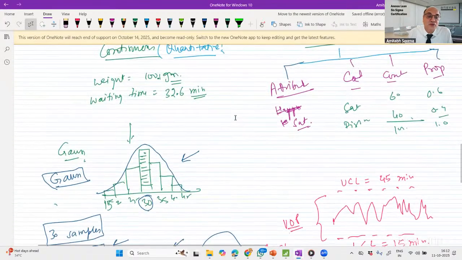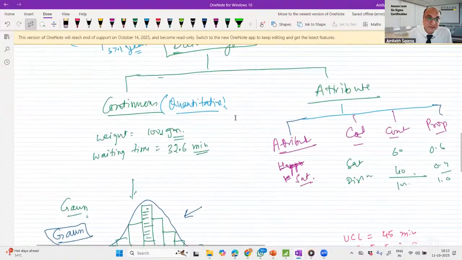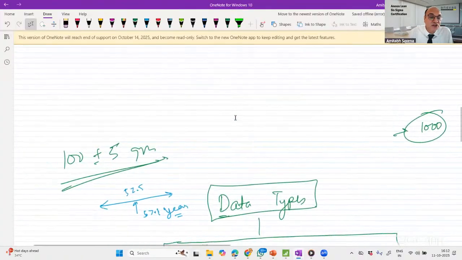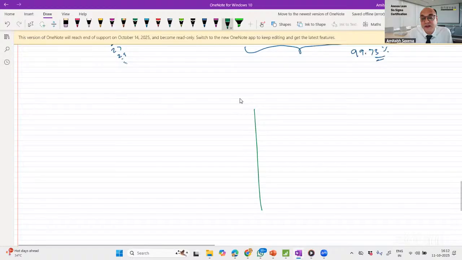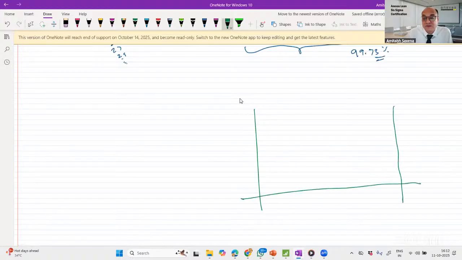Now let us go back to our example of the chocolate. Our chocolate needs to be produced at 100 plus or minus 5 grams. These are the specification limits given by the customer. Your chocolate should be between the LSL, the lower specification limit of 95 grams, and the upper specification limit given by the customer. Your chocolate should be within this. 100 should be your average. Then you are making good chocolate.